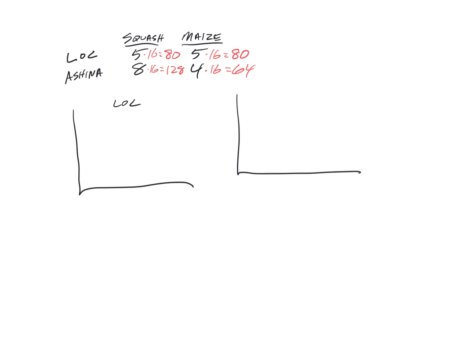Now, on the problem, they want you to graph it on the same graph, and one color is Locke's and one color is Ashina's. But it doesn't make any difference. You've got 2 different colors. You just drag it over. And here, well, let's see. I'll stop talking and start thinking. Ashina. Okay. And they've got maize on this axis. Squash here.